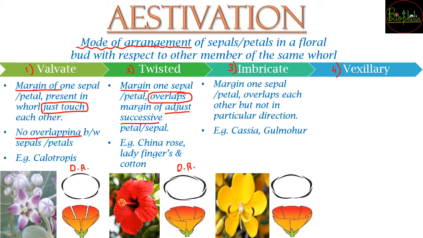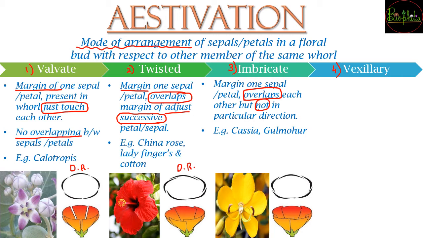Imbricate जो है वहाँ पे margins of sepals or petals is going to overlap, but overlapping भी कैसी होगी, not in a particular specific direction. अगर वो successively overlap कर रहे हैं, alternately overlap कर रहे हैं, then that fine you will have it in the case of twisted aestivation. But if you are going to have them in the case of imbricate, then उसके केस में क्या होगा, कोई particular direction में twisting नहीं होगी, and that can be seen in the case of cassia and गुलमोहर.